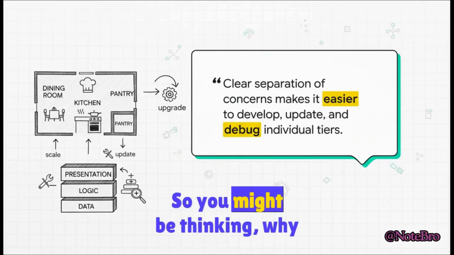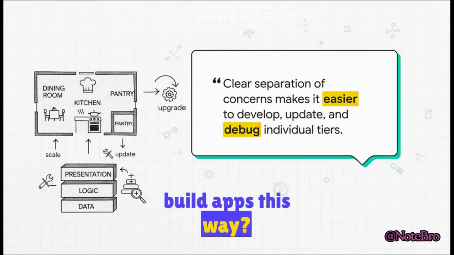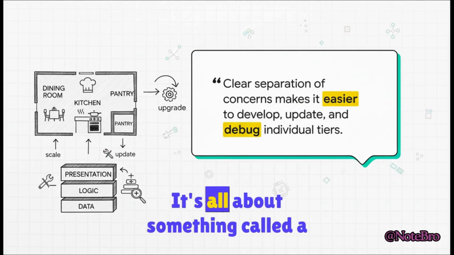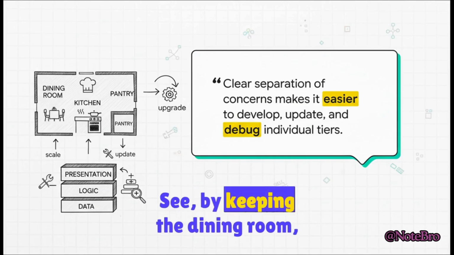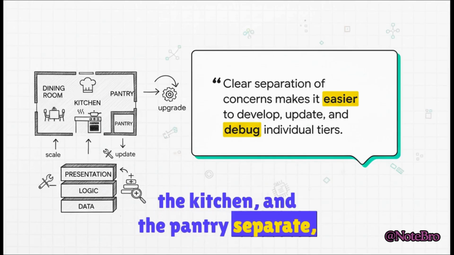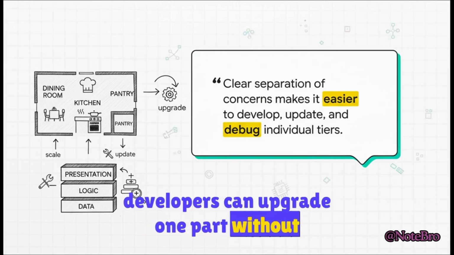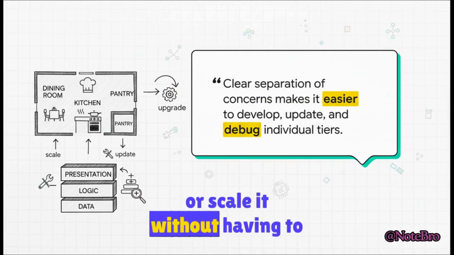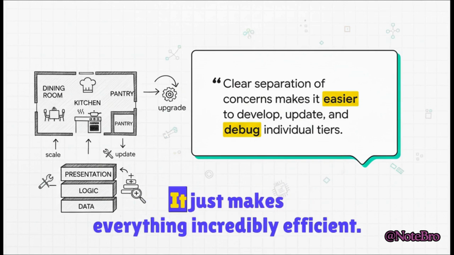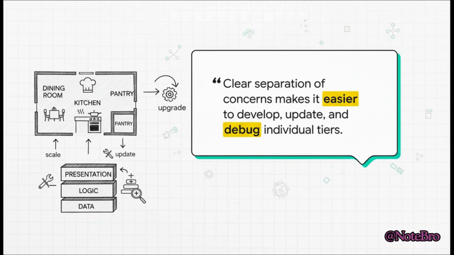Okay, so you might be thinking, why build apps this way? Why all the layers? It's all about something called a clear separation of concerns. By keeping the dining room, the kitchen, and the pantry separate, developers can upgrade one part without totally breaking the others. They can make the kitchen bigger or scale it without having to redesign the whole restaurant. It just makes everything incredibly efficient.